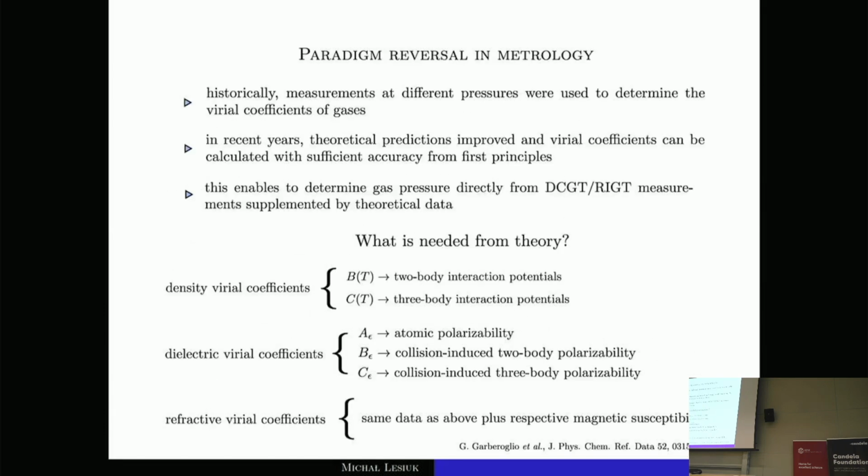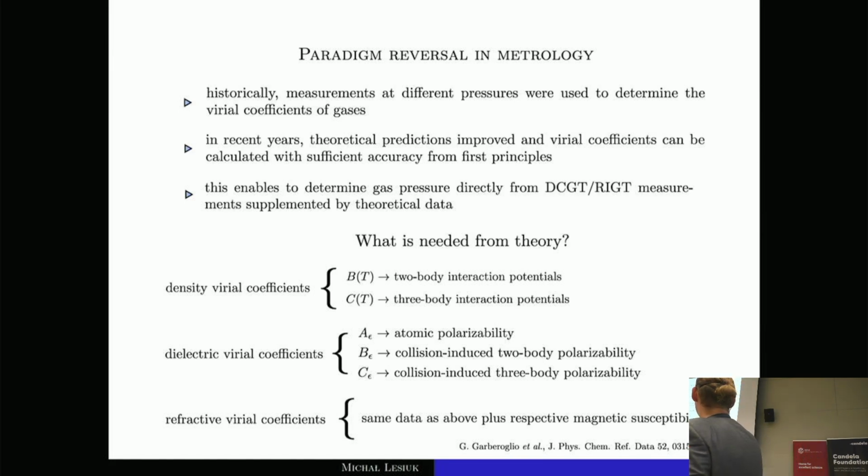For the first coefficient, you need polarizability. For the second, you need collision-induced two-body polarizability. So essentially, the polarizability of two helium atoms together, because they're interacting. The polarizability of two atoms is not the same as of two atoms separately, right? There is some change in the polarizability due to the interaction.